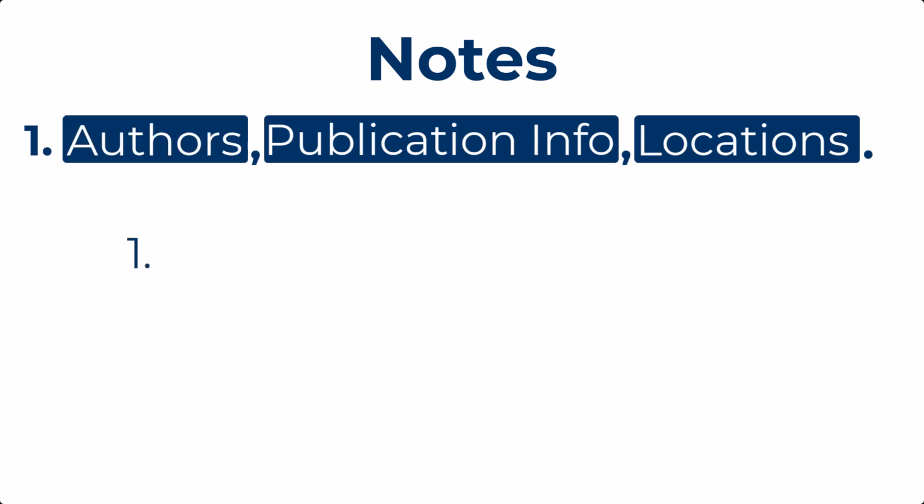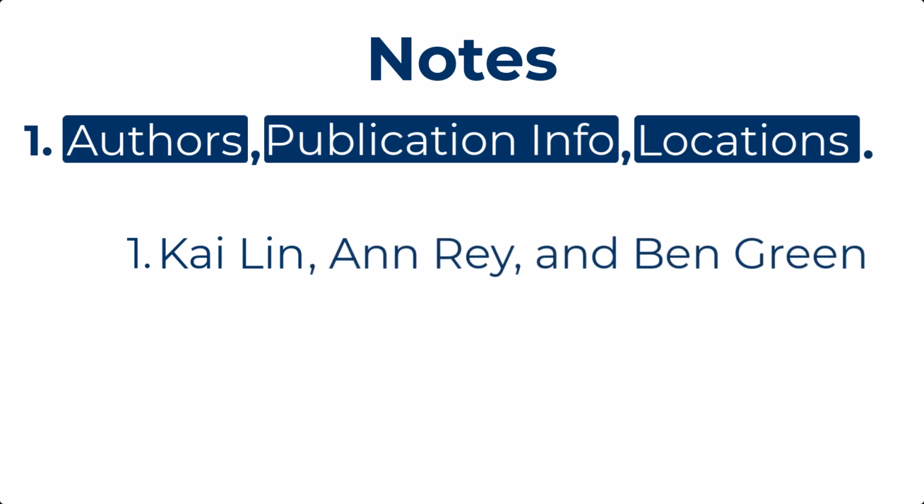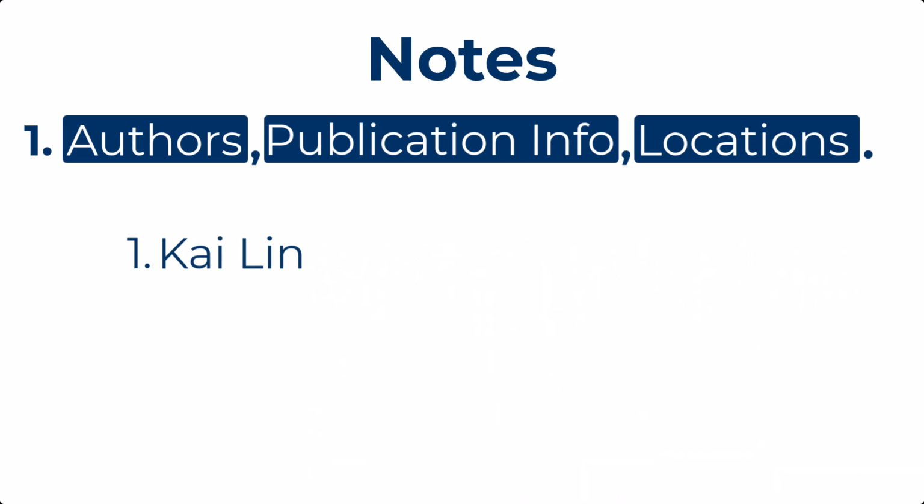The authors section may contain 1 author's name, 2 authors' names, or 3 authors' names. But for sources with more than 3 authors, list only the first author's name, followed by et al. Now add a comma to separate the authors section from the next major section of the note.